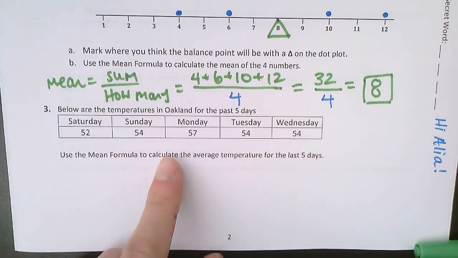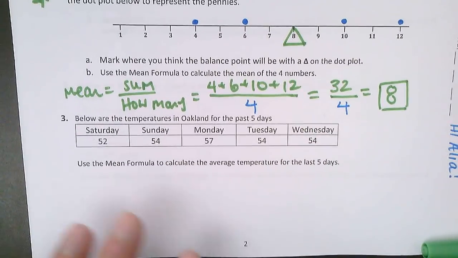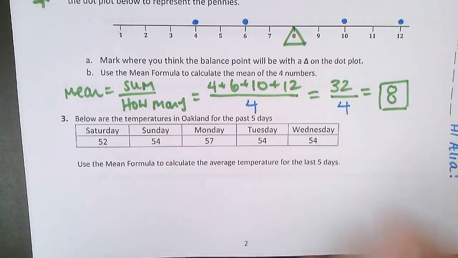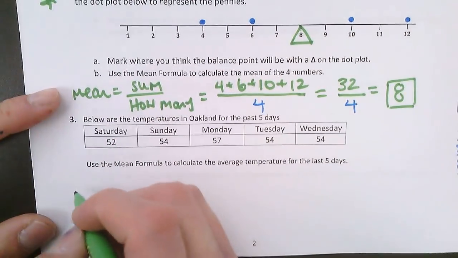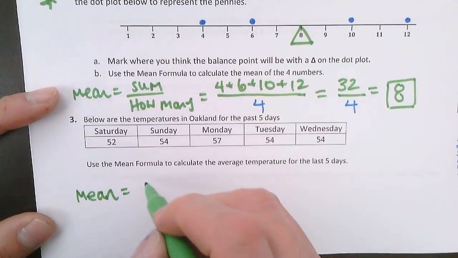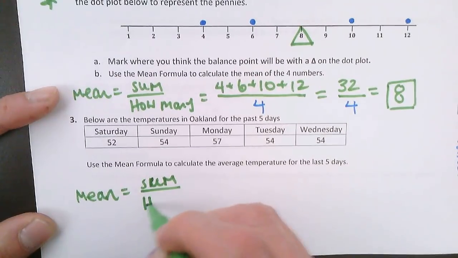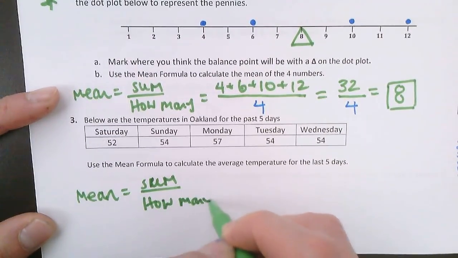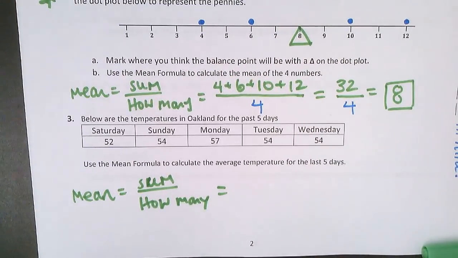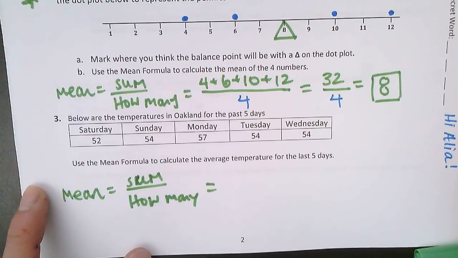Use the mean formula to calculate the average temperature for the last 5 days. We have 5 different numbers here, each with a different temperature, and all you need to remember is that's the mean, or the average of something. Right, to find the average temperature, we just have to figure out what is the sum of all the numbers divided by how many numbers there are, and that can give you your answer. So that's all I'm going to give you for now, because I want to see that you can do this all on your own. When you are done, you can raise your hand.